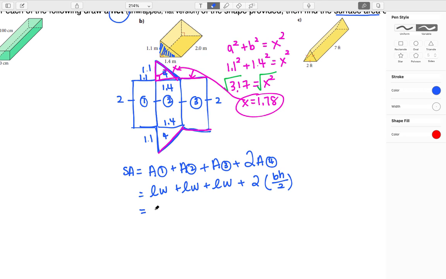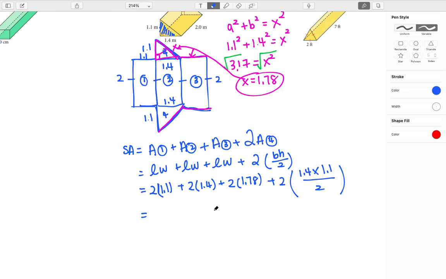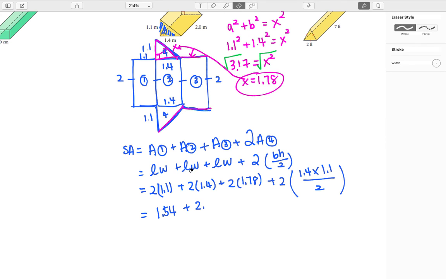So I'm going to plug it in. So 2 times 1.1 plus 2 times 1.4 plus 2 times 1.78 plus 2 times the base of a triangle, which is 1.4, times the height of the triangle, 1.1, divided by 2. So when you multiply, you get 1.54 plus 2.2. Oh no. Sorry.